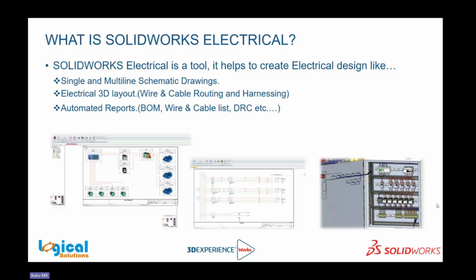Here we can also generate automated reports like a bill of materials, wire and cable list, harness list, and a few DRC reports, which are called design rule check reports. If there are errors in the designs, like open sketches, dangling sketches, or components which are not used in the projects, these kinds of errors can also be generated in the reports. That's why we use the SolidWorks Electrical tool.